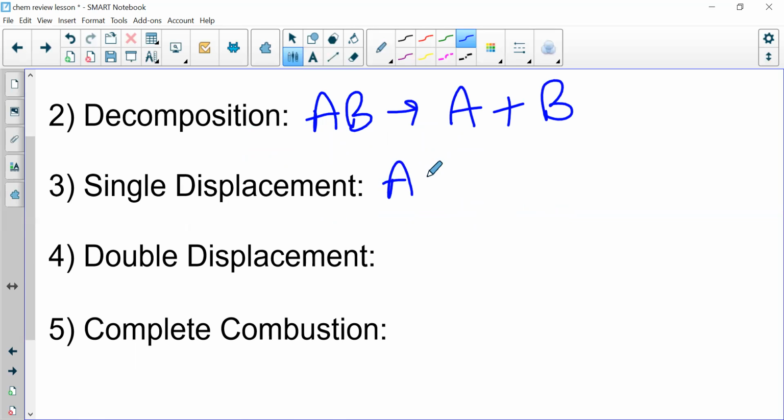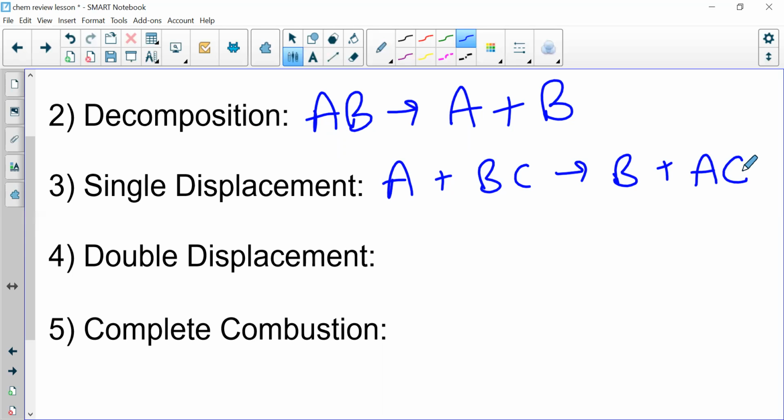AB plus C becomes A plus BC. Okay, so what you said is fine, Stephanie. I'm just writing it a little bit different, so it's closer to what we did in class, but that's fine. And what's happening here, Stephanie? One of the things is being displaced, but it's a different one than the first one. Good. So you have a single reactant and a compound as a reactant. The single reactant, if it's strong enough, will kick out one of the parts of the compound and steal its partner. So you end up with a new element and a new compound as your product.